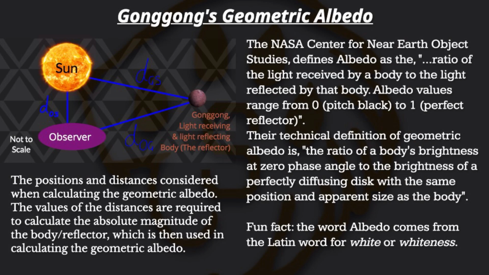Okay, now we're looking at Gonggong's geometric albedo, which is basically how good Gonggong is at reflecting light. So we're going to be looking at the extent to which it can reflect light. I'll refer you to the dwarf planet Eris video, which we know is almost a perfect reflector. Eris has a whitish surface, so it's almost a perfect reflector. It's very bright on the surface.